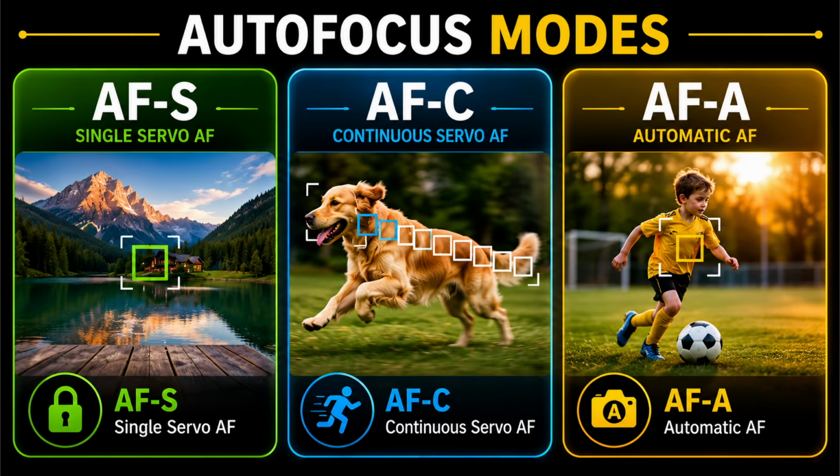Most cameras offer several autofocus modes, but for everyday photography, there are three that you will see most often: AFS, AFC, and AFA. Understanding the difference between them is one of the easiest ways to improve your hit rate because each mode is designed for different types of subject.